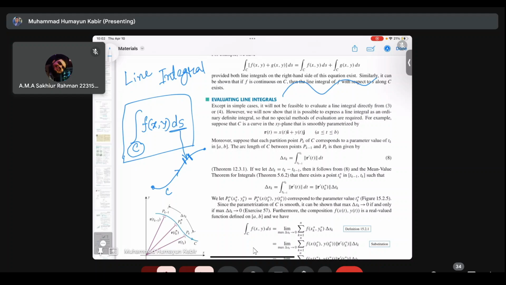So, what should we do? We have two possibilities. One is we can transfer this two variable function to a single variable function.